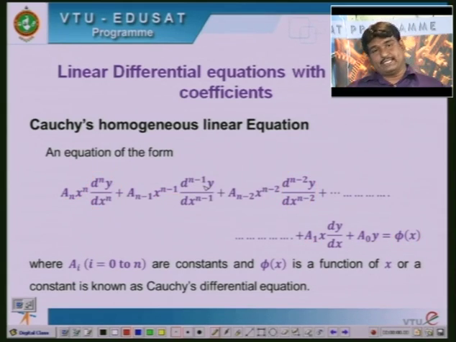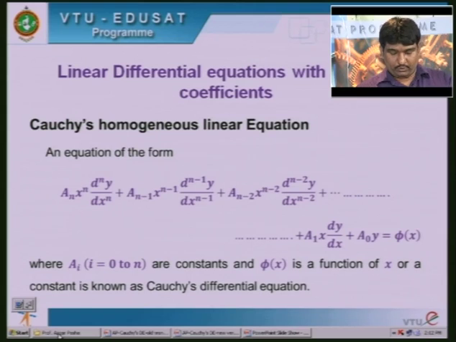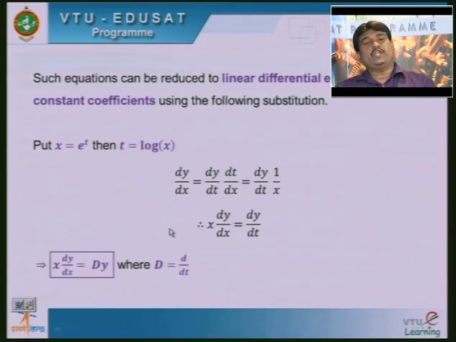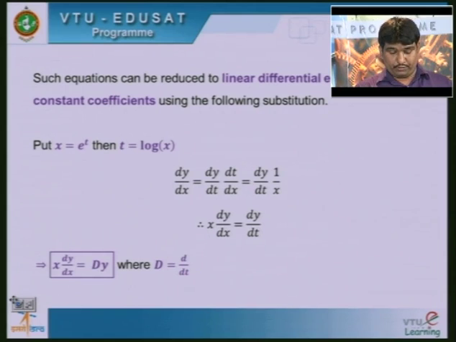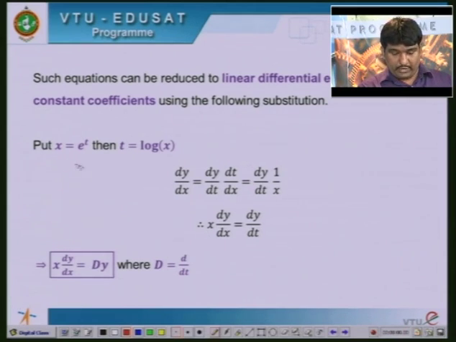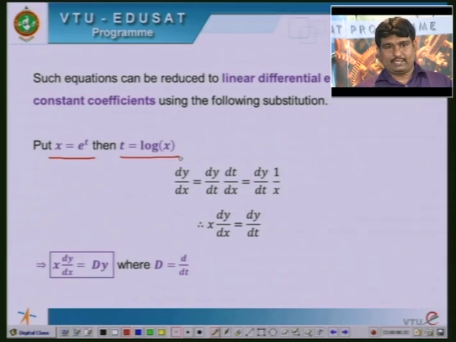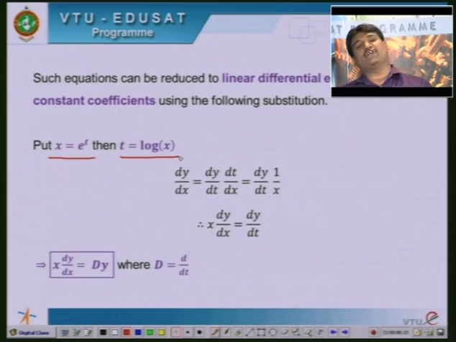Now, how do we reduce this differential equation to one with constant coefficients? You can do it using the substitution x equals e to the power of t. If x is e to the power of t, I am changing the independent variable. Then t becomes log x, so that y becomes a composite function: y is a function of x, which is a function of t.